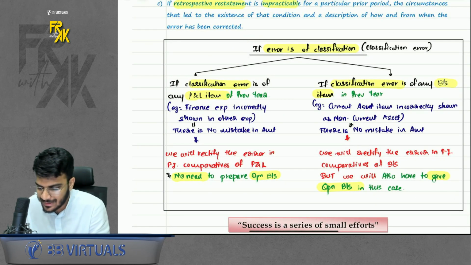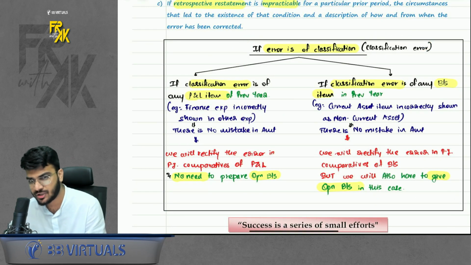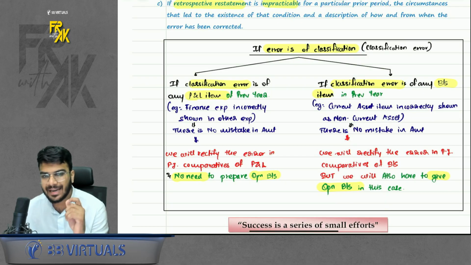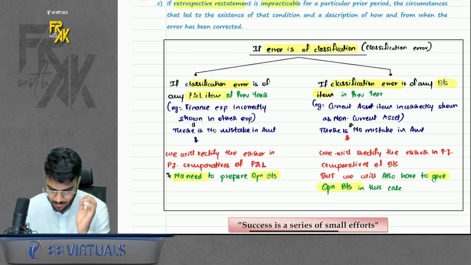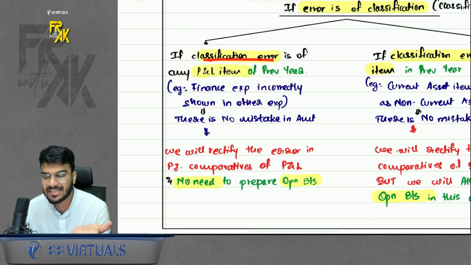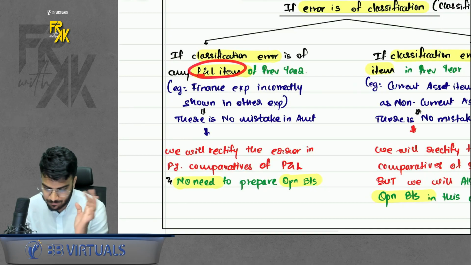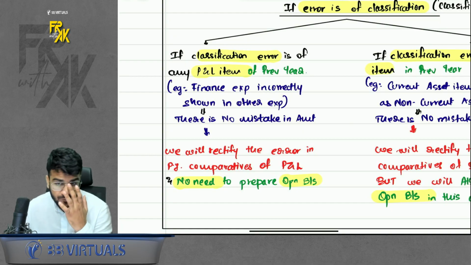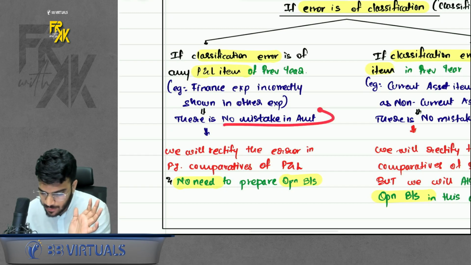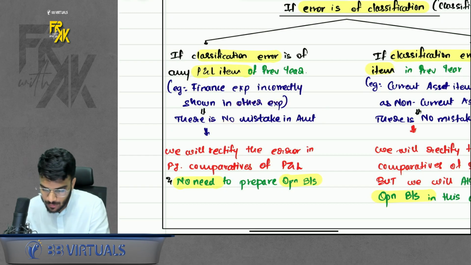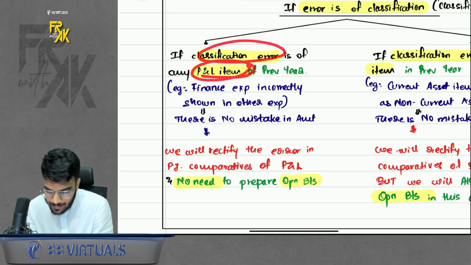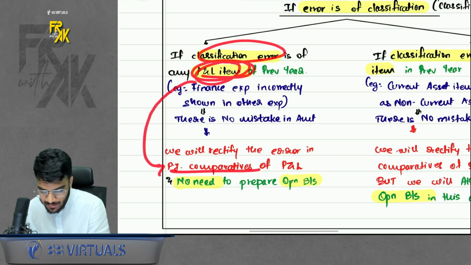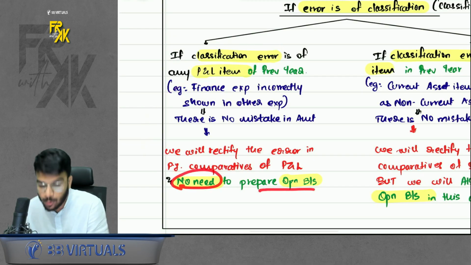Now, an important point here. There is something known as classification error. What is the meaning of classification error? It means you incorrectly classified a particular item. For example, if the classification error is of a P&L item and it relates to the previous year, say you classified a finance expense under other expenses. So the classification went wrong, but there is no mistake in the amount, only a classification mistake. In that case, you will rectify the error in the previous year comparative P&L. No need to prepare the opening balance sheet.